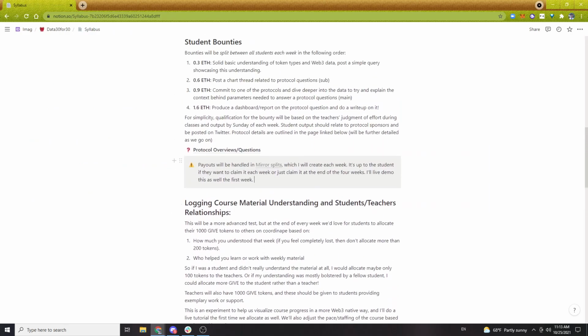Yeah, and I'll talk more about payouts later. We're gonna be using something called a mirror split, which is essentially like you can set certain addresses and certain percentage allocations to this contract, and then anyone who sends ETH to that contract, that ETH gets split by those percentages by address. So you'll have this kind of portal you can claim your bounty from. And I'll set that up at the end of the week. But if you are curious, you can read about it in this link.